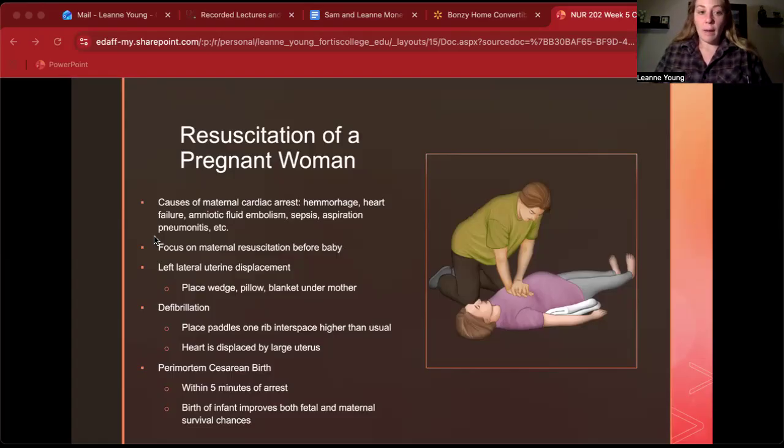Unfortunately, these things can happen. I hope that none of you have to experience them. But whenever we talk about perimortem cesarean birth, so if a mom comes in and she has been declared dead by a physician, we have 5 minutes from the minute of arrest, whenever that mom's heart stops, to get that baby out. The birth of the infant improves both fetal and maternal survival chances. So we need to deliver that baby immediately if mom flatlines or if mom has been declared dead. We need to have that bedside emergency C-section. And like I said, I hope none of you ever have to encounter that because that is very traumatic.